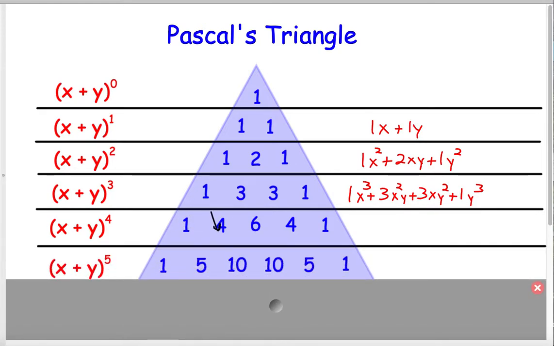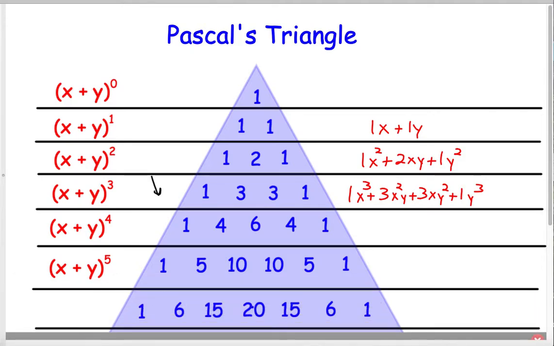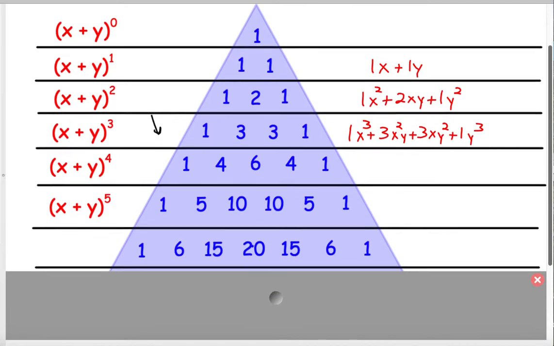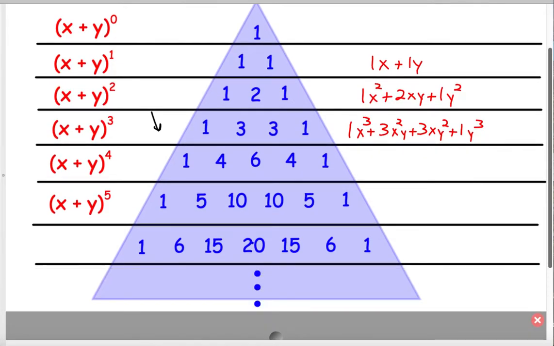So once again, 1 plus 4 is 5. 4 plus 6 is 10. 6 plus 4 is 10. 4 plus 1 is 5. And so on, and so on, and so on. And that gives us Pascal's triangle. And so this gives us the coefficients of the terms. So when I want to do (x + y) to the 5th, I know the coefficients of my terms are going to be 1, 5, 10, 10, 5, and 1. Notice the symmetry involved there too.